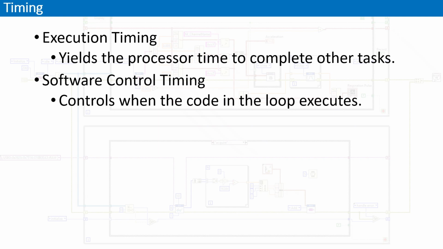For instance, when collecting data, maintaining consistent intervals between samples is critical. This is where software control timing is essential. It checks the system clock to confirm whether the set interval has elapsed. These differences clearly distinguish execution timing from software control timing.